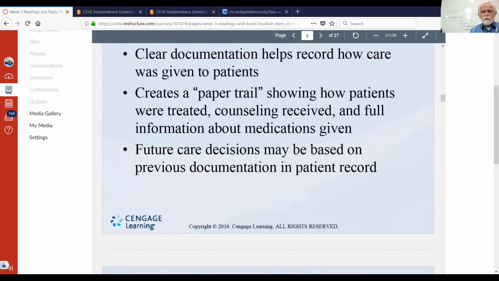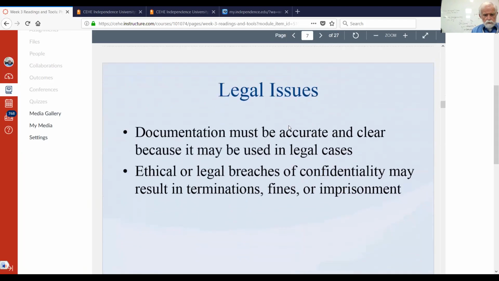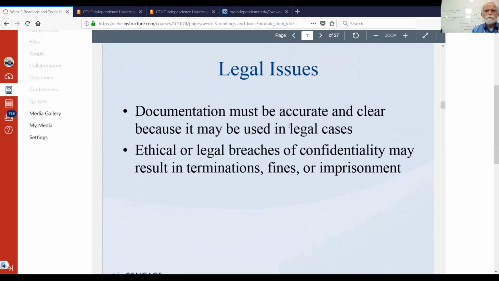The thing we need to remember is that when we have access to patient data in a pharmacy or in a medical office, our future decisions about care for the patient depend on the previous documentation. So it needs to be accurate. And it needs to be concise in that you're not writing a novel about your patient. There are also legal issues that documentation helps us with.